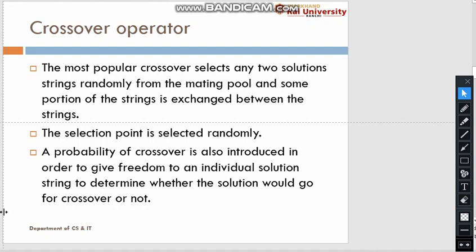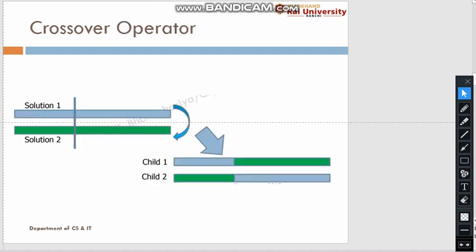The probability of the crossover is also introduced in order to give freedom to an individual solution string to determine whether the solution would go for a crossover or not. Yes, we have selected the two individuals, but there is a probability of the crossover whether the individuals will go for the crossover or not.